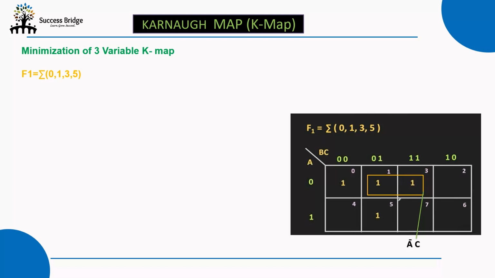So now the overall function is the summation of all these groups, that is a bar dot b bar plus b bar dot c plus a bar dot c. So in this way, using the K-Map, we can minimize the Boolean function.